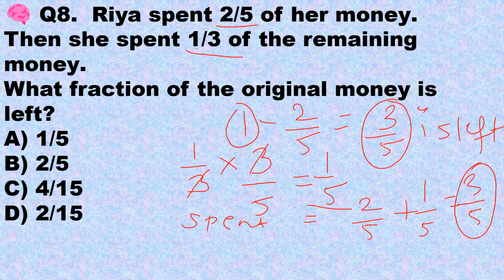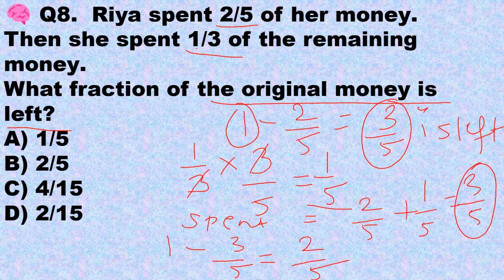So now we have to calculate how much money is left from the original money. So original money is 1 minus 3 by 5. So what answer you will get? 2 by 5. If you are getting confused, try to understand it again.